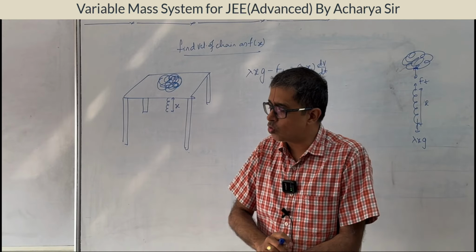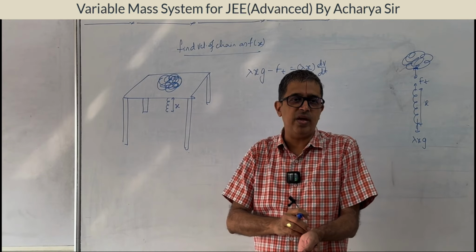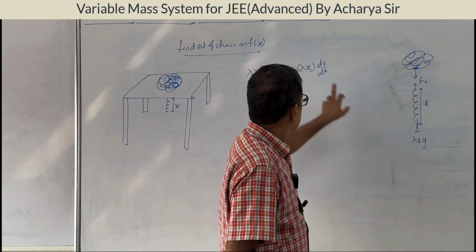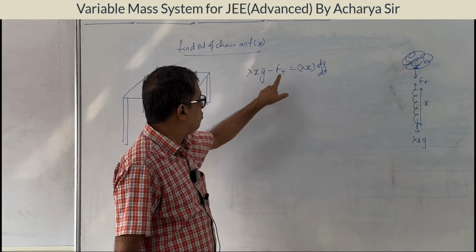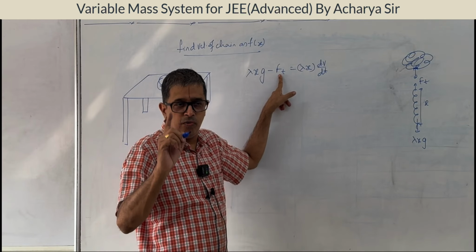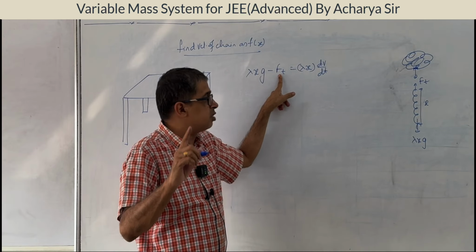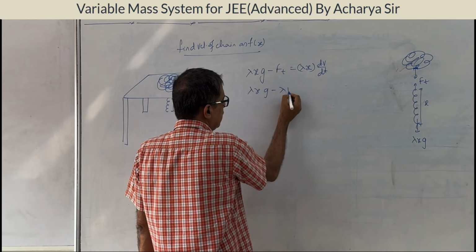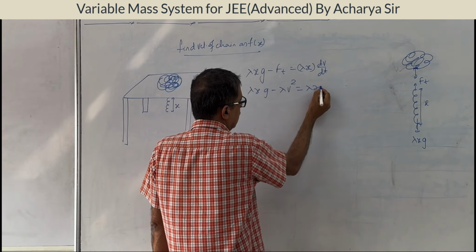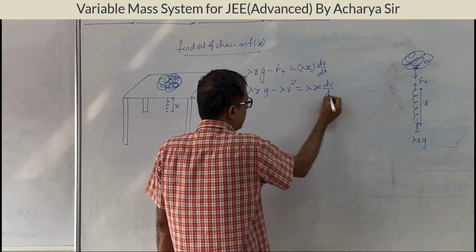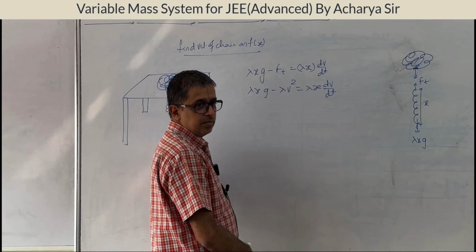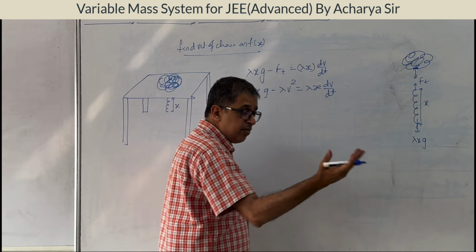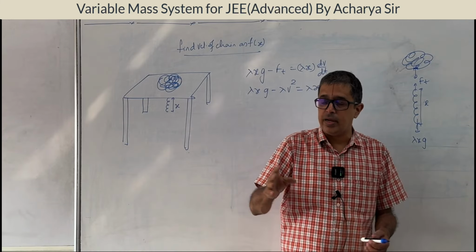This is where you started today's lecture of variable mass, stating that along with all the existing forces, add one more force called thrust force, equate it to mass into acceleration. Thrust force here will be lambda v square, lambda x into dv by dt. Do you have any other equation in your mind?